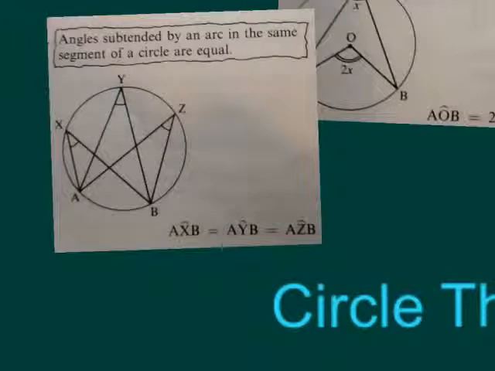So this is an example of a circle theorem here, and it says angles subtended by an arc in the same segment of a circle are equal. So this is what I call the equal angles from the same arc. They're basically saying if you have a line here, any angle you draw from that line will be the same at the circumference. So angle X, Y, and Z will all be the same because they're all growing from that point there.